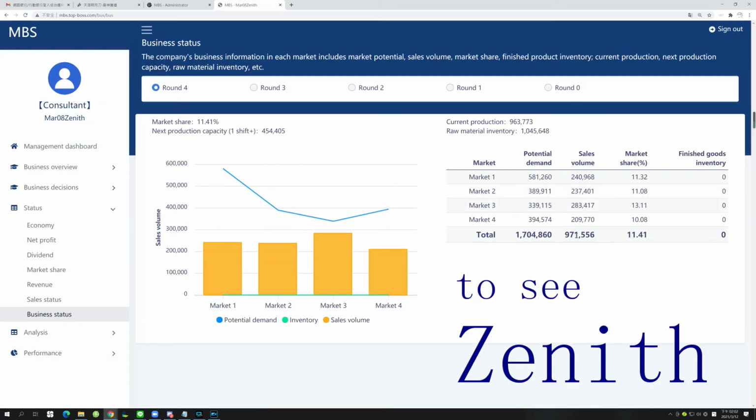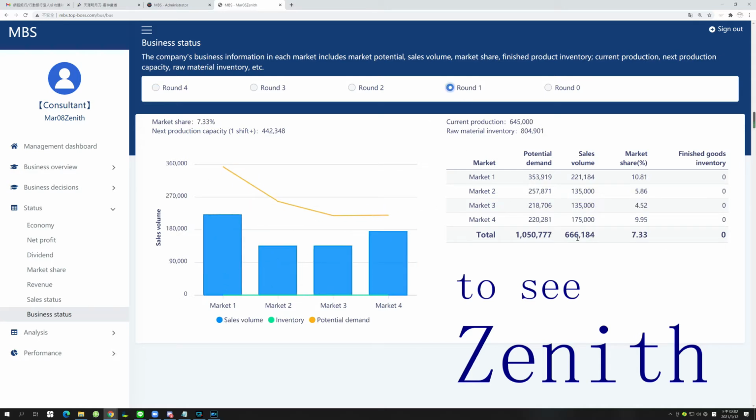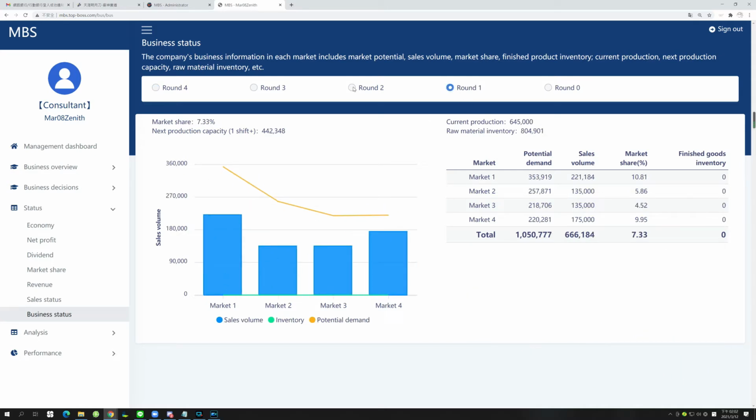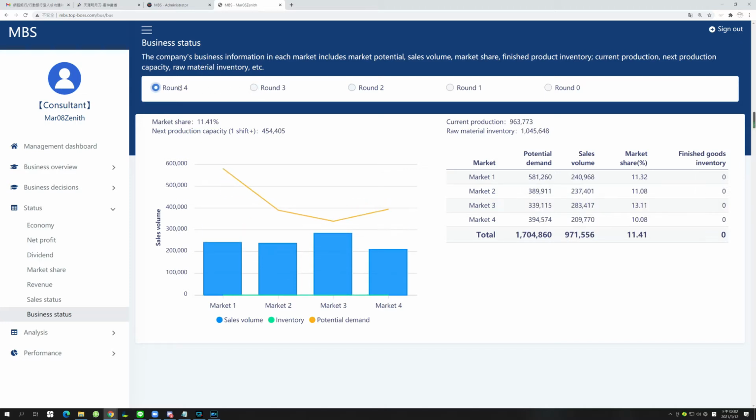So we will take a look at the company named Zenith. From round 1 to round 4, the sales volume is less than the potential demand. That means the company is running out of stock and the market is way better than you expected. And that's the reason why we have to look at the figures in the environment.